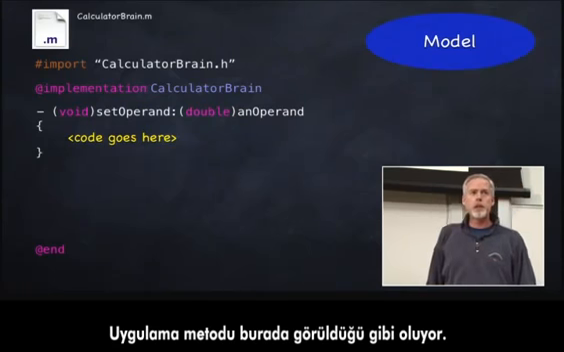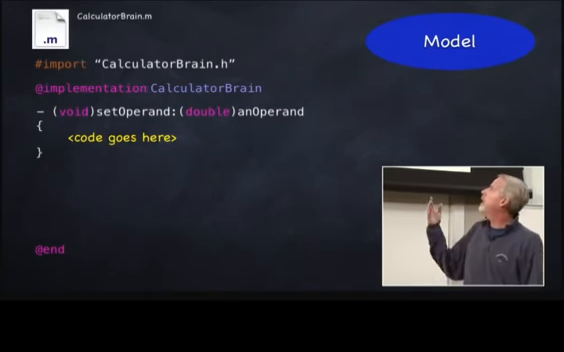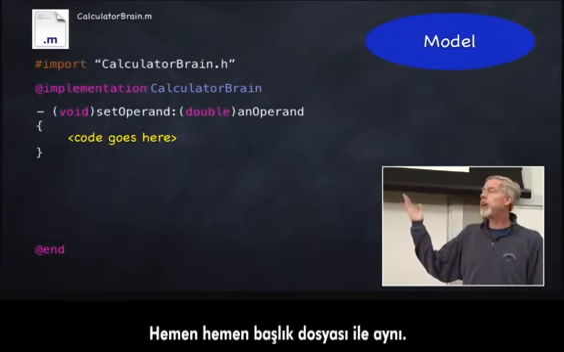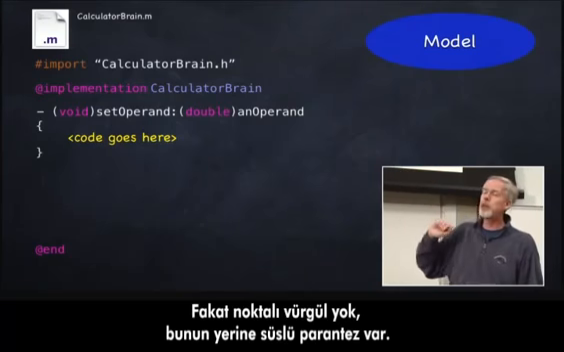So this is what it looks like to put a method implementation in. Almost exactly the same as the header file, but no semicolon and curly braces instead.